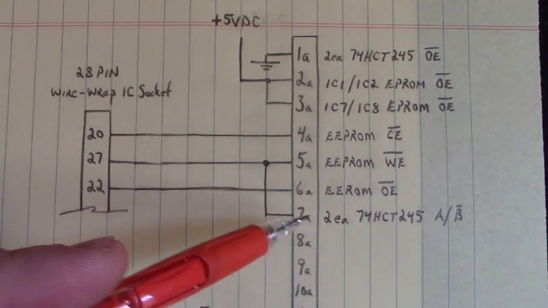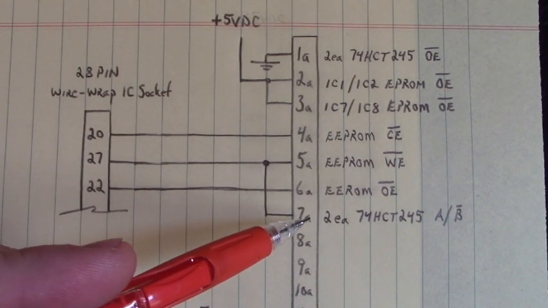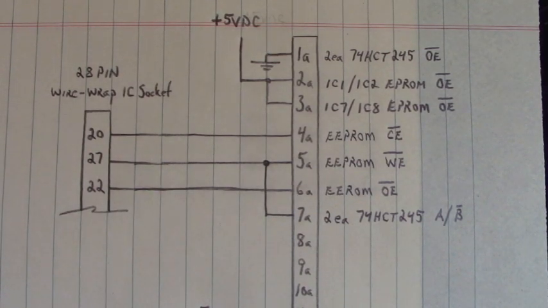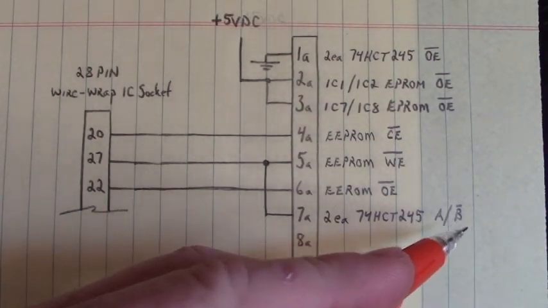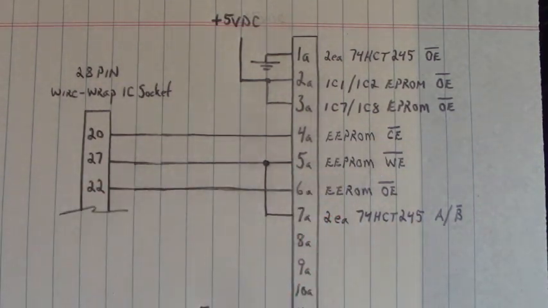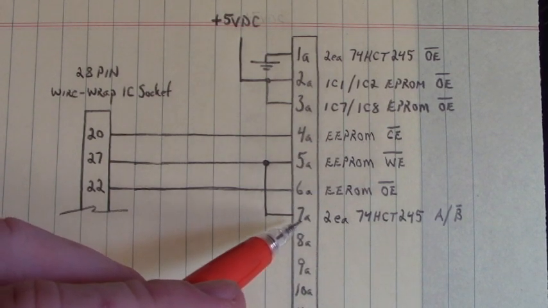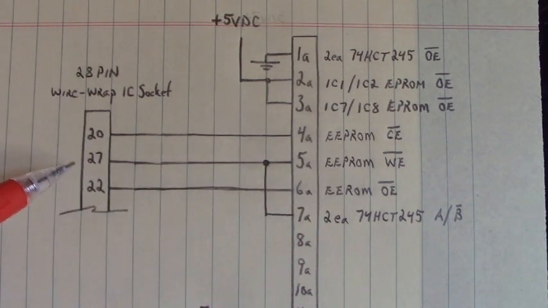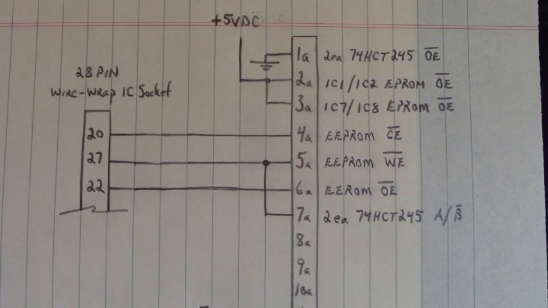So that's why I had to, and this took a little bit of figuring out. The first time I tried this programming adapter, it didn't work until I figured out I had to control A and B with the right read-write signal. So don't forget that. 7A to 5A, 5A to 27 on the wire wrap socket. And that takes care of that sheet.